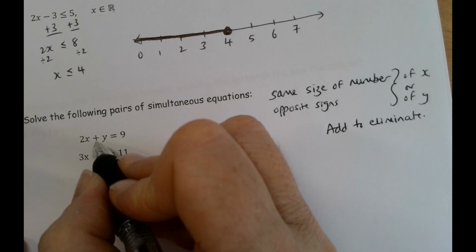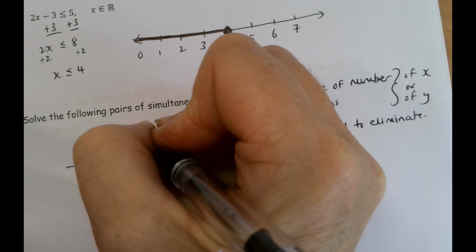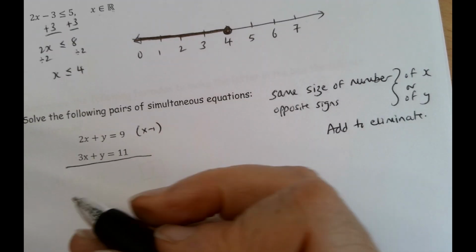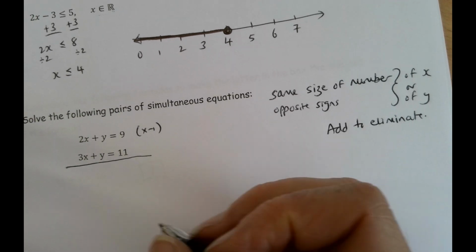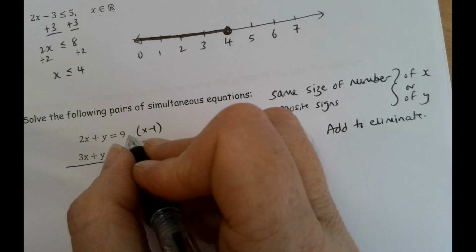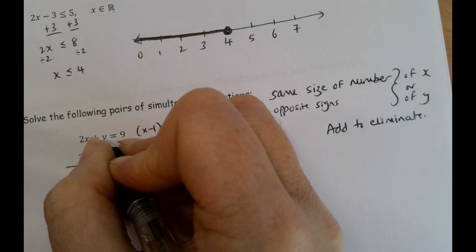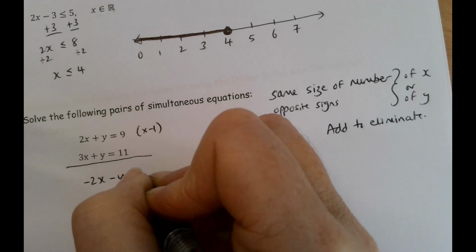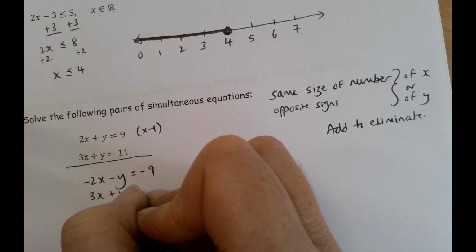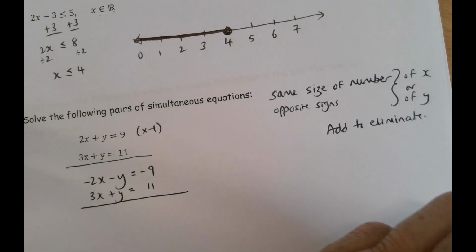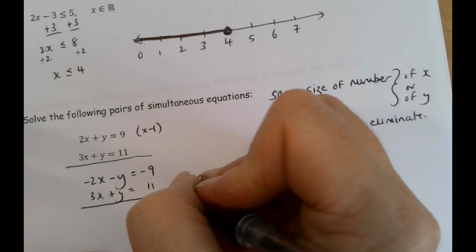So let's see. Look, they're the same size, but they're actually the same sign. So I'm going to multiply this line by −1. I can multiply or divide each line by anything, as long as I do it to the whole line. So −1 times 2x is −2x, −1 by y is −y, −1 by 9 is −9. And this bottom line, I'm doing nothing with it because it's already plus 1y. Now you see I have −1y and plus 1y.